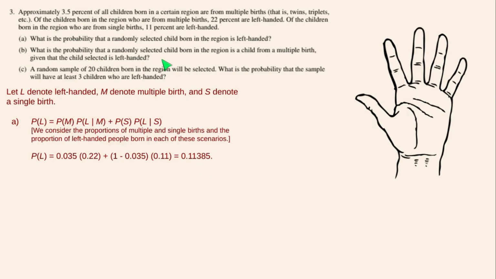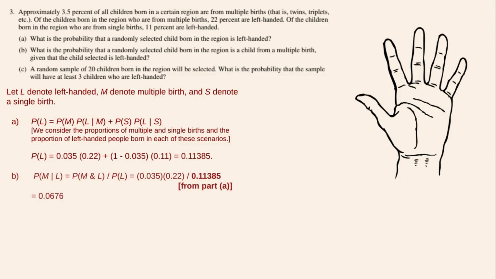What is the probability that a randomly selected child born in the region is a child from a multiple birth, given that the child selected is left-handed? So we're going to be computing conditional probability for this one. Pause the video, try it on your own, and unpause the video when you are done. Okay, let's look at answer B.